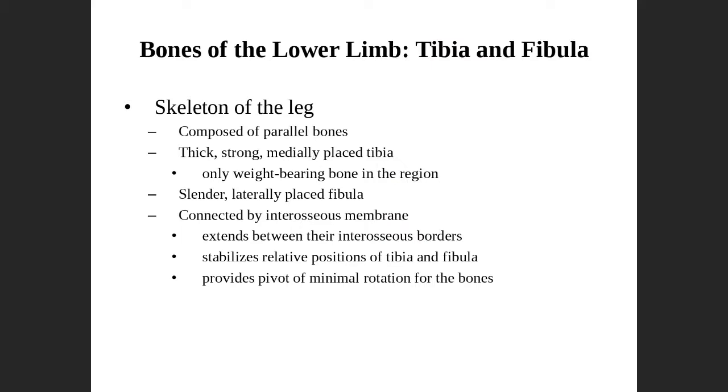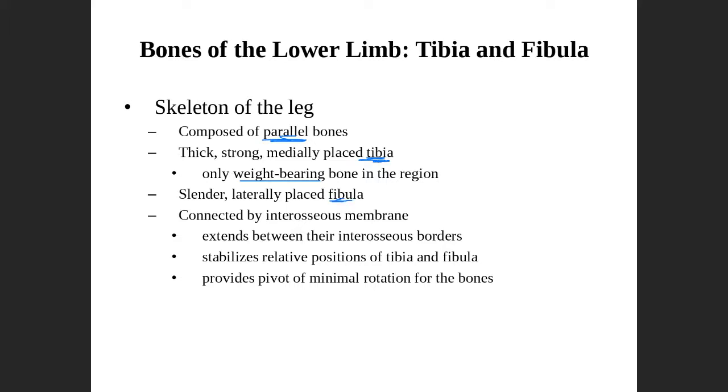So when we talk about the leg, similar to the forearm, you have two bones that are parallel to one another. But in this case, we have to deal with weight bearing. So the bigger bone is going to be more medial. That's going to be our tibia. It's the bigger, stronger bone, so it will be the weight-bearing bone. Then lateral to it, we'll have the fibula.